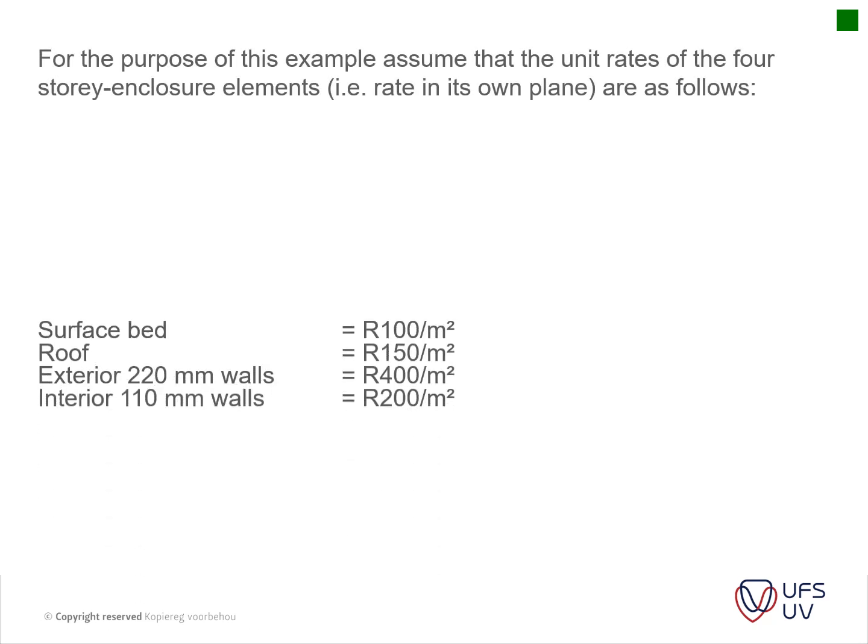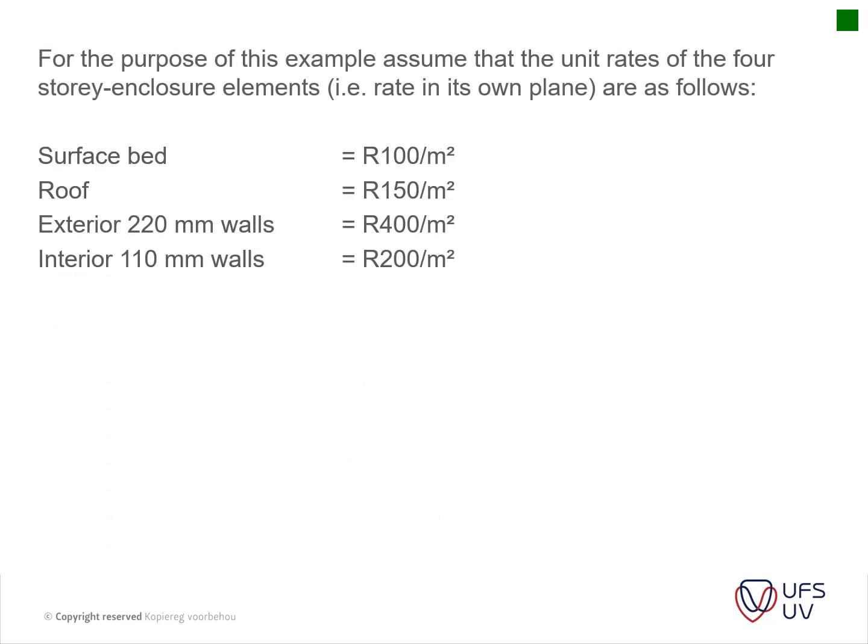estimate. Okay, so for the purpose of this example, assume that the unit rates of the 4 story enclosure elements, i.e. the rates in its own plane, are as follows. So this is the historical data of the building. So we've got the surface bed, which is 100 Rand per square meter. We've got the roof area, which is 150 Rand per square meter, and we've got the exterior walls, which is 400 Rand per square meter. And then we've got the interior walls, which is 200 Rand per square meter.